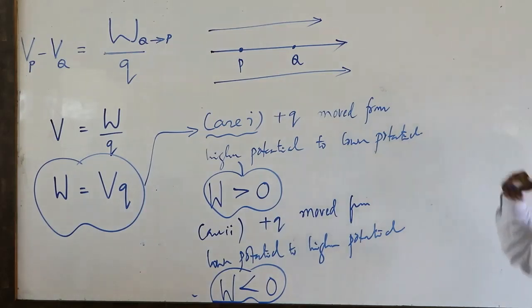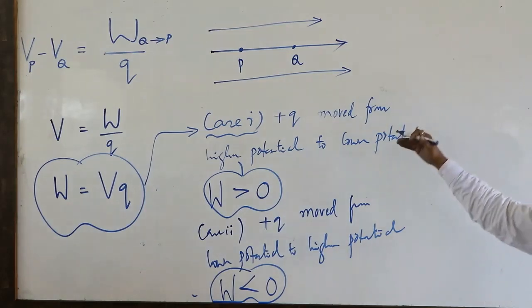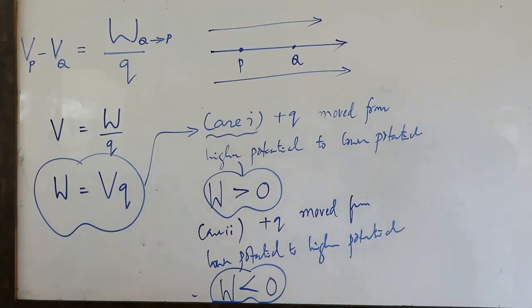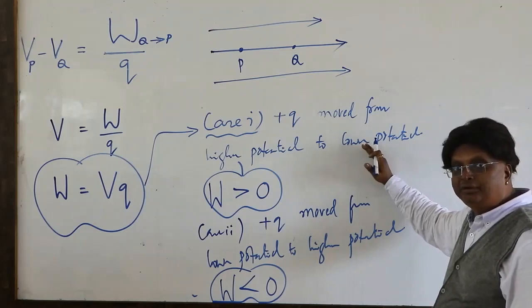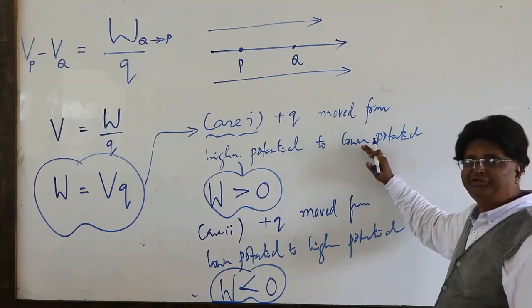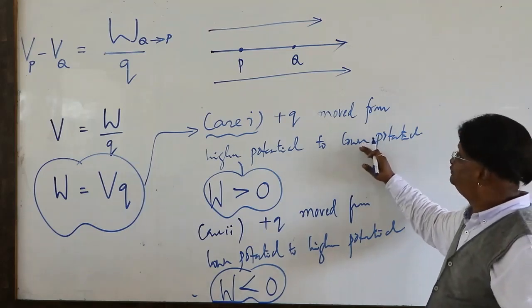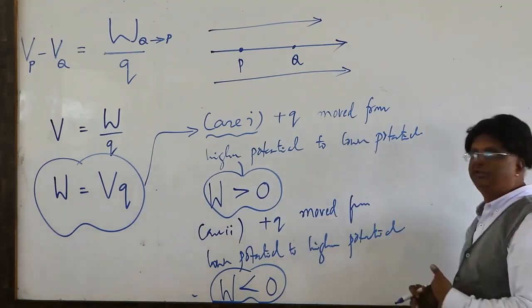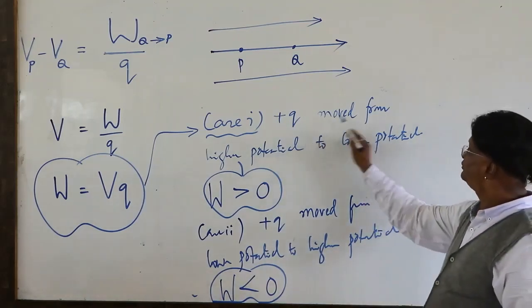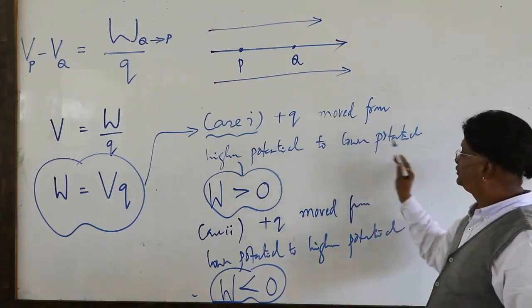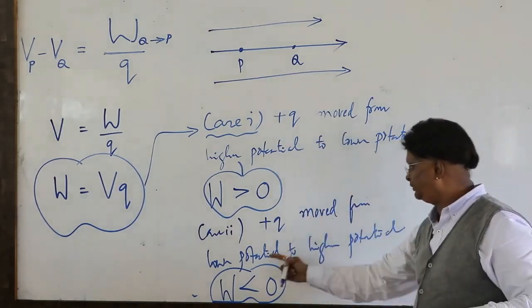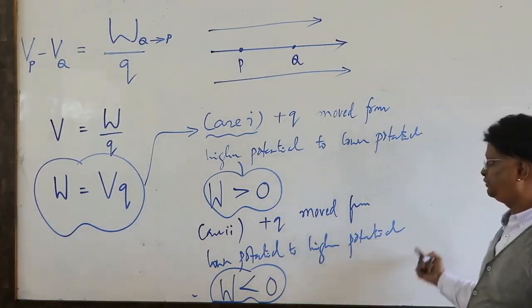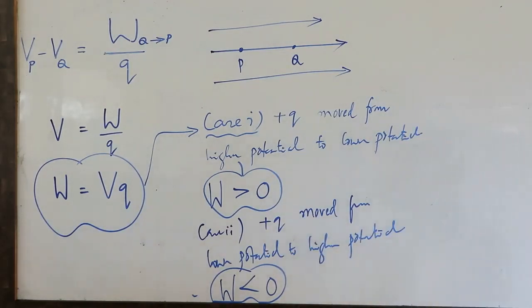Therefore, for negative charge, you can write case 3 and case 4. I have taken the case of positive charge, you do it for negative charge. Yes, at least you do that. This is also a duplication. Exactly opposite results you get, isn't it? Negative charge displaced from higher potential to lower potential, work is negative, whereas negative charge displaced from lower to higher potential, work will be positive.